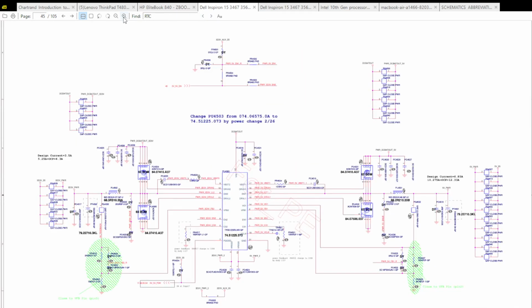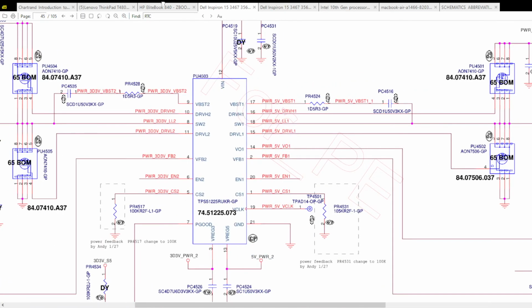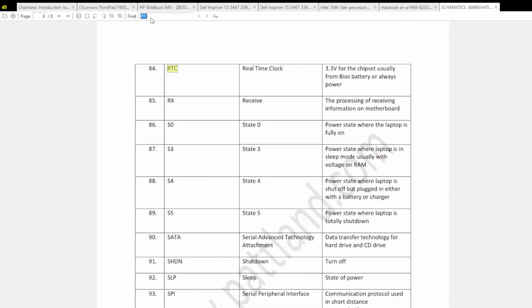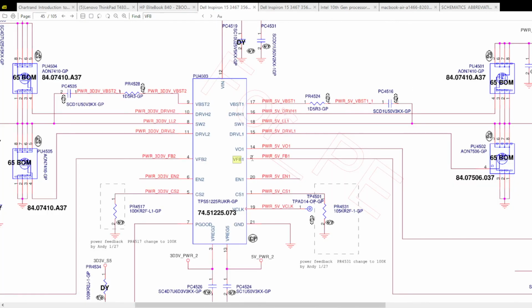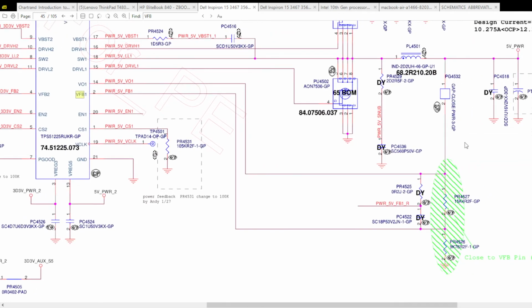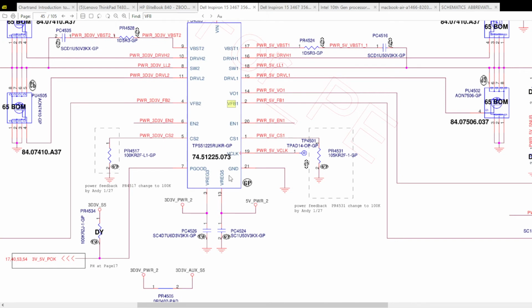You can take a look at this chip. This one is called VFB. Copy it here, come to the schematics, paste it, and here it shows. This one is called voltage feedback. It is part of the output voltage that goes back to the chip to let the chip know if the voltage is out and how much voltage. So this is a feedback line, and you can see it comes from the output and goes back to the chip.